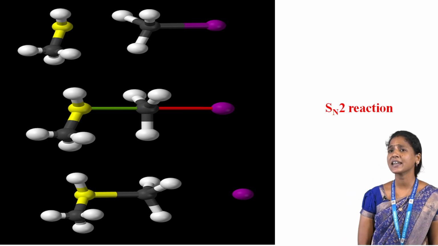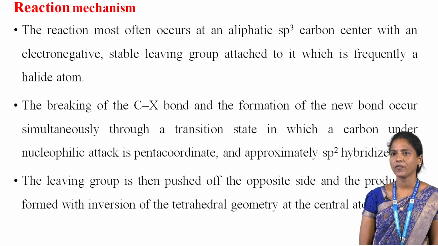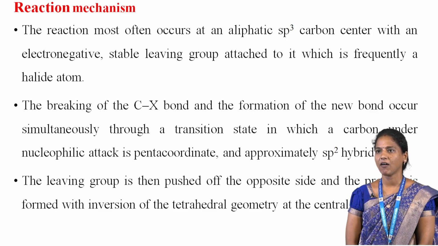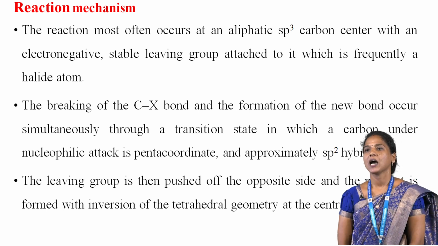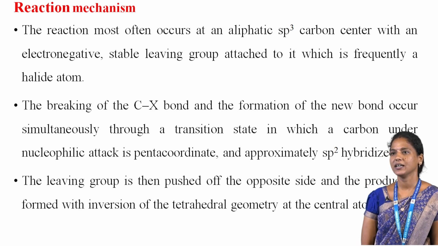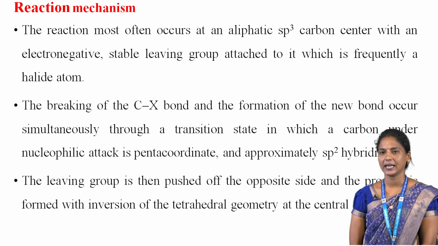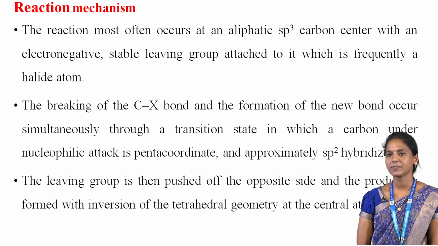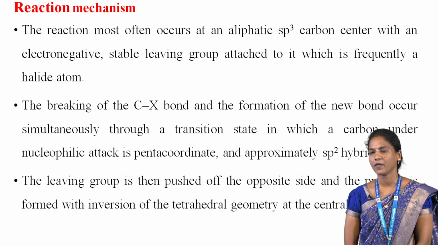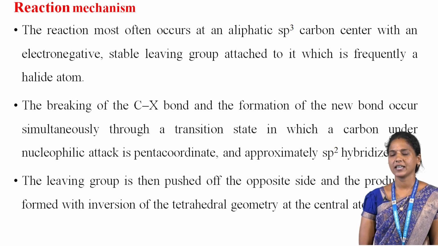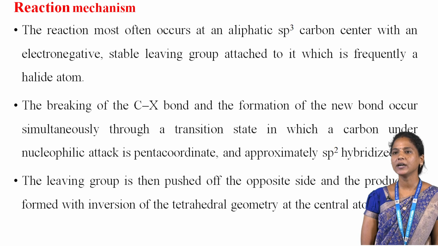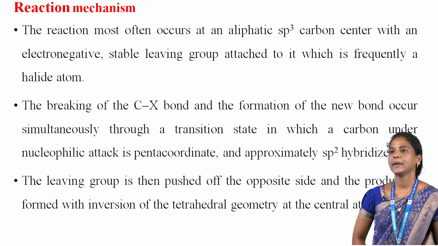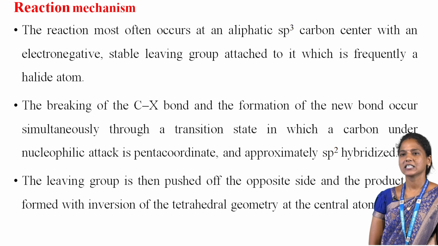And then this is the reaction mechanism. The reaction most often occurs at the aliphatic sp3 carbon center with an electronegative, stable leaving group attached to it, often denoted as X, which is frequently a halide atom. The breaking of the C-X bond, X meaning halide, and the formation of the new bond, often denoted C-Y or C-Nu, Nu meaning nucleophile, occur simultaneously through the transition state in which the carbon under nucleophilic attack is pentacoordinate and approximately sp2 hybridized.